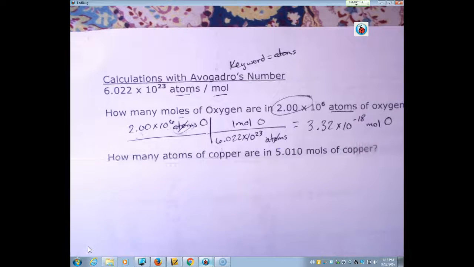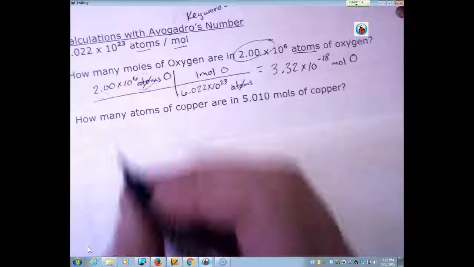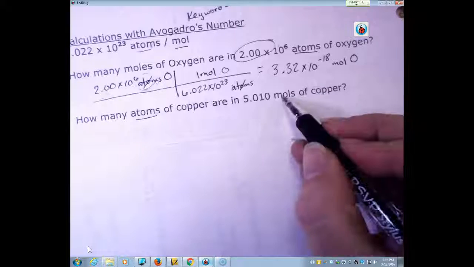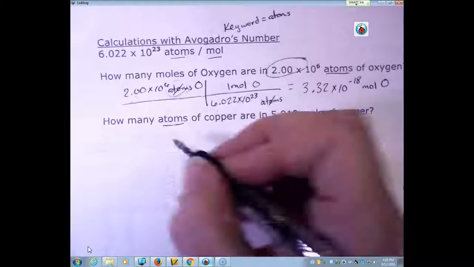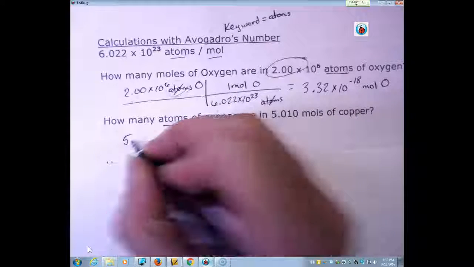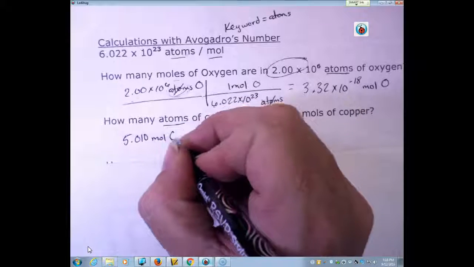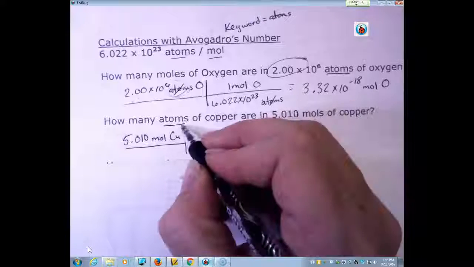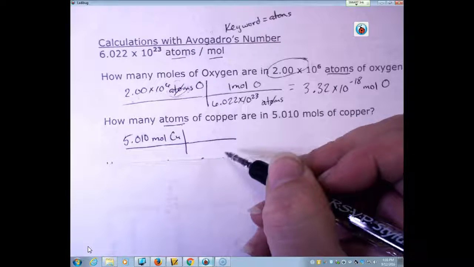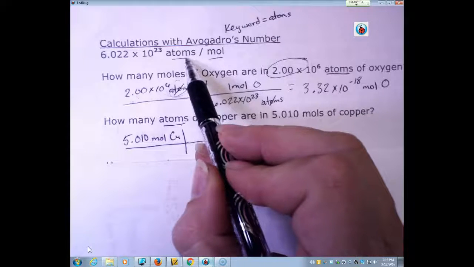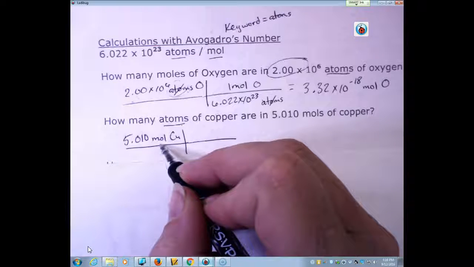Alright, this next one is similar, still going to use Avogadro's number, and we know that because we see the word atoms here. This time we're starting with moles instead of atoms. So, write down what's in the problem, 5.010 moles of copper. Again, we saw the word atom in the problem, so we know we're going to have to use Avogadro's number. We want to ask ourselves, can we use it now? Well, I told you if it has either atoms or moles, you can use it now. This one has moles in this spot, so yes, we can use Avogadro's number.